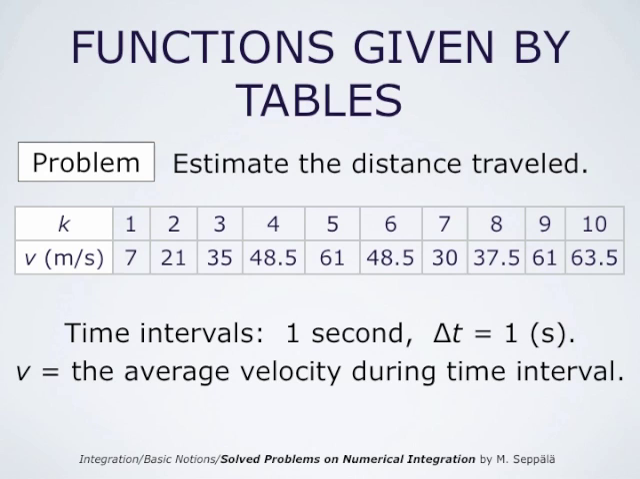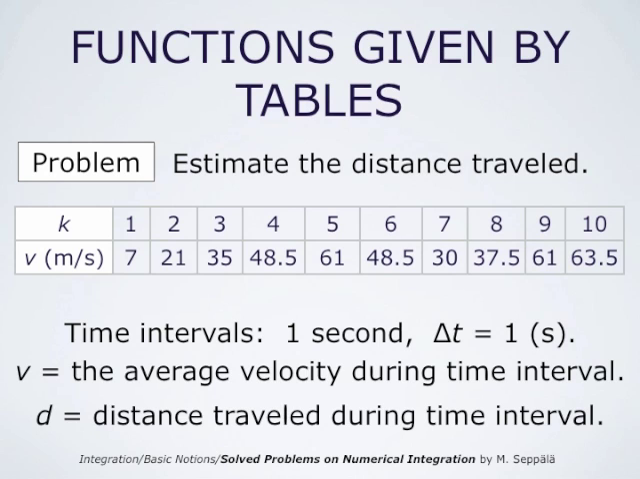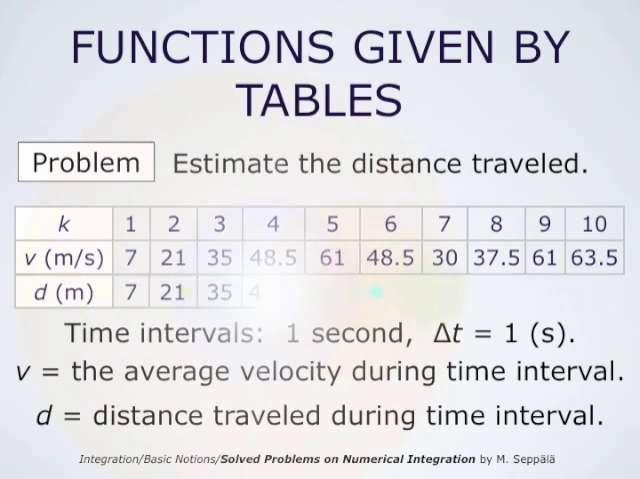In order to estimate the distance traveled, we compute the distance traveled during time intervals. So during the first time interval, the car travels 7 meters per second times 1 second. That is just 7 meters. During the second time interval from 1 second to 2 seconds, the car travels 1 times 21 meters per second. So 1 second times 21 meters per second, that is 21 meters, and so forth.